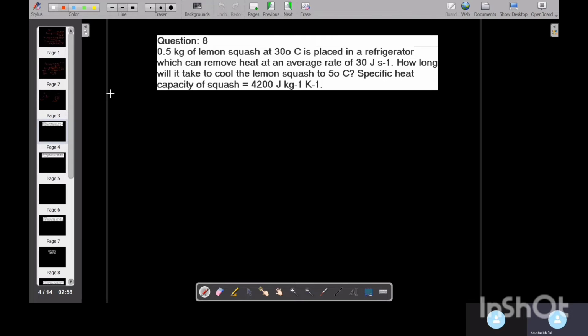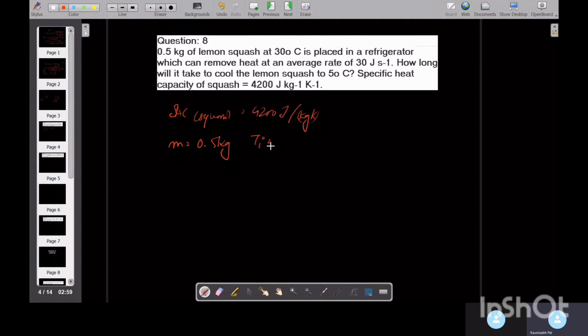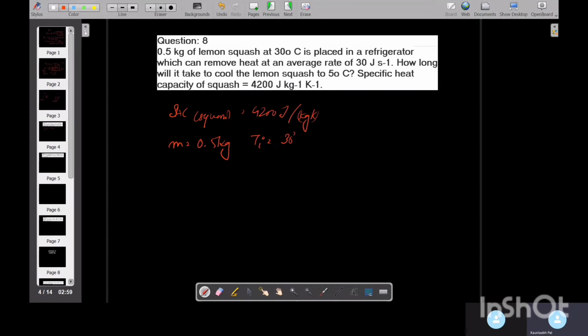Specific heat capacity of squash is 4200 joule per kilogram per Kelvin. Okay. So here, first of all, write down specific heat capacity of what? Squash. It is 4200 joule per kilogram per Kelvin, right? Okay. Now you see, what is the mass of squash? It is 0.5 kg, right? Now what is the initial temperature? Ti. Initial is 30 degrees Celsius.